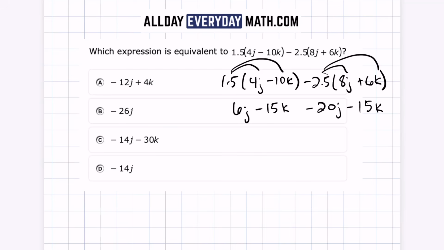So now we see that we have like terms of 6j and negative 20j, and then we also have like terms of negative 15k and negative 15k. So we're going to combine each of those like terms together. 6j and negative 20j make negative 14j, and then negative 15k and negative 15k combine to make negative 30k. So that gives us an expression of negative 14j minus 30k.